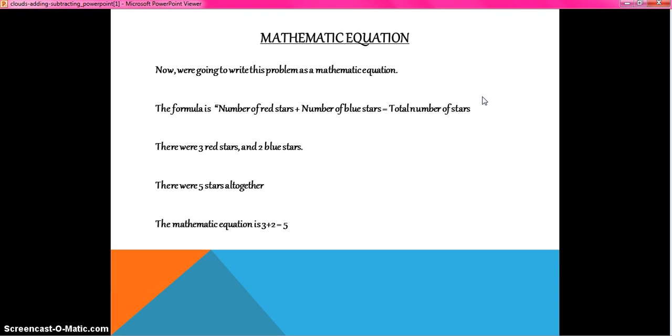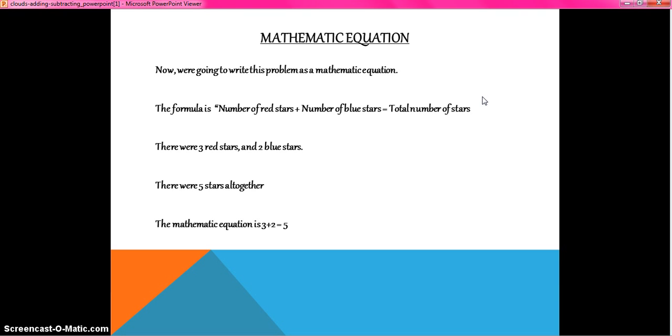Good. Now who remembers how many blue stars there were? Right, 2. So everyone write down the number 2 right after the plus sign. Our last steps are to write down the answer to this equation. Before we write down the total number of stars, we need to draw an equal sign after the number 2.